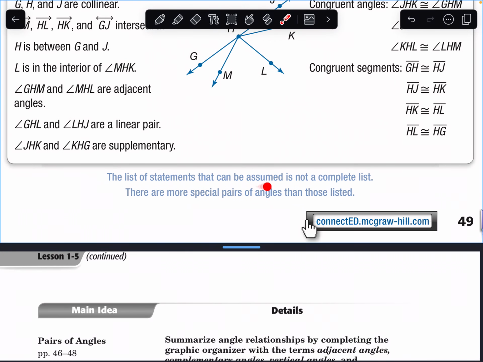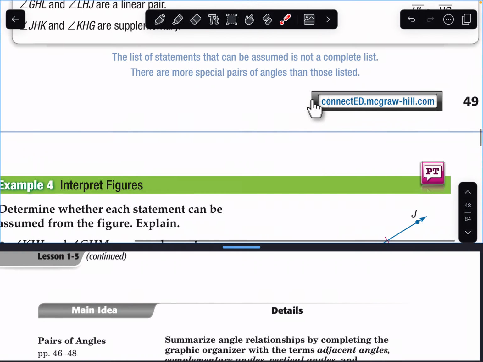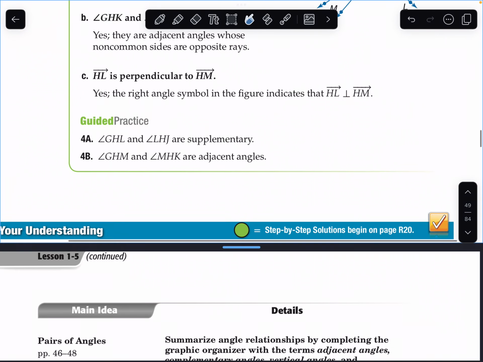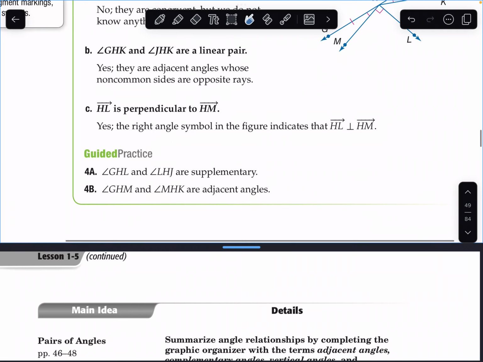The list of statements that can be assumed is not complete. There are more special pairs of angles than those listed. Coming soon to a geometry section near you. And then there's some practice there with the example. We'll go through that in part 2.